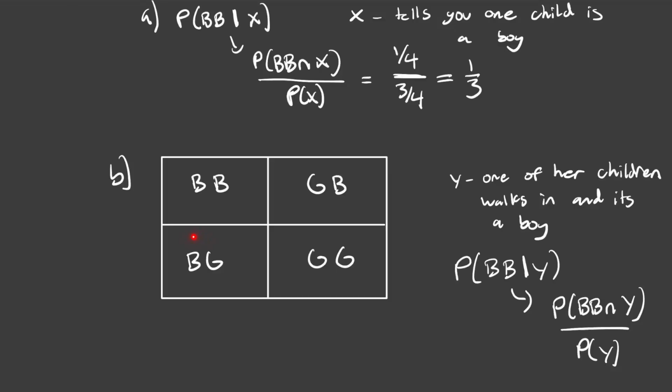So now this is where it gets interesting. Let's move on to this quadrant here where she has 1 boy and 1 girl. So if she has 1 boy and 1 girl, then what is the probability that one of her children walks in and it's a boy?